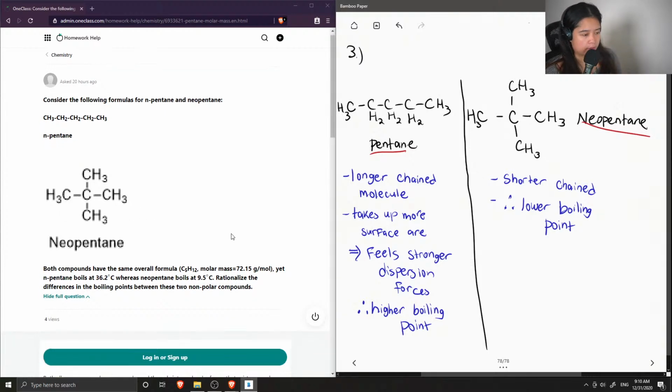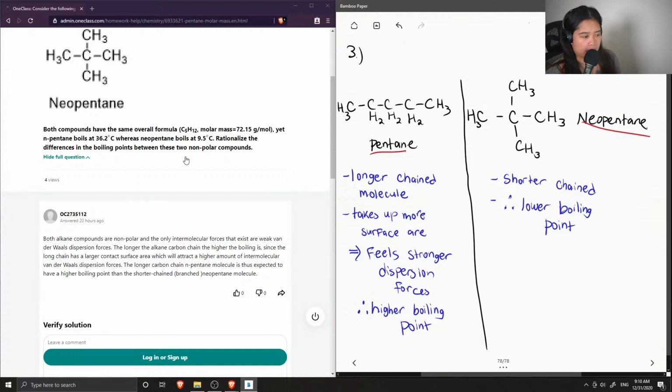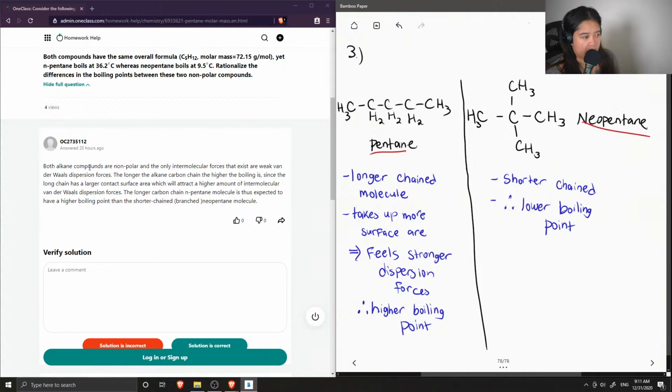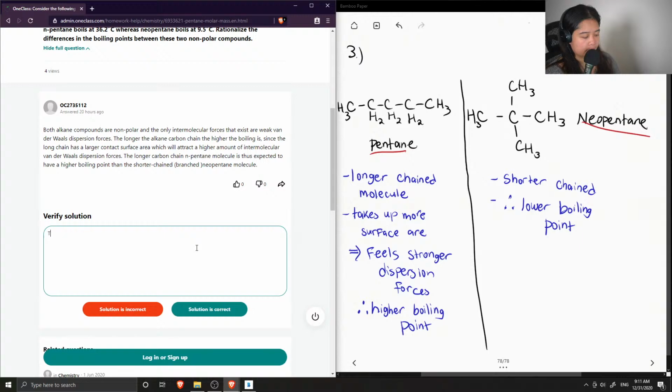Okay, so let's see what the junior tutor said. Both alkane compounds are nonpolar, and the only intermolecular forces that exist are weak van der Waals dispersion forces. The longer the alkane carbon chain, the higher the boiling point is, since the long chain has a constant contact surface area, which will attract a higher amount of intermolecular van der Waals dispersion forces. The longer carbon chain n-pentane molecule is thus expected to have a higher boiling point than the shorter chained and branched neopentane molecule. Yep, so this solution is correct.